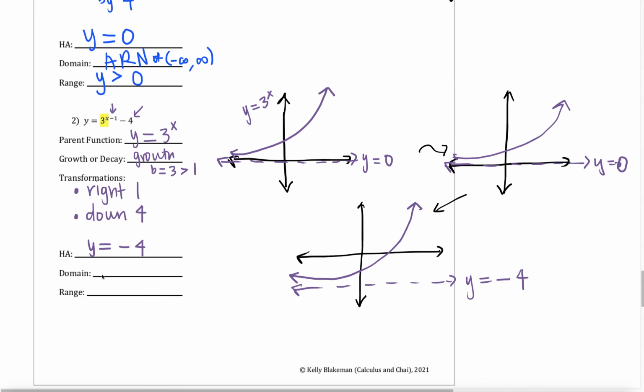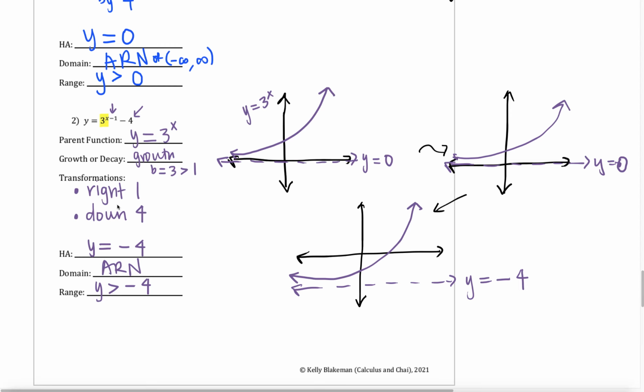Looking at this, my domain is still going to be all real numbers, because I still have all the negative x's I could sub in, 0, and all the positive x's. The range, however, is going to change. I'm no longer just looking at everything above 0. Now, I have a range of y is greater than -4, since as the graph shifted down, my range got to include all those values from 0 to -4. Now, just like before, we don't get to include -4 because that's where the horizontal asymptote is, and the graph does not cross or touch that horizontal asymptote.